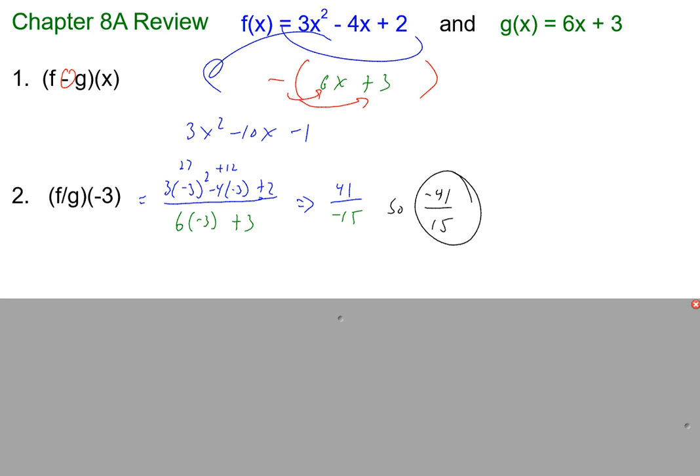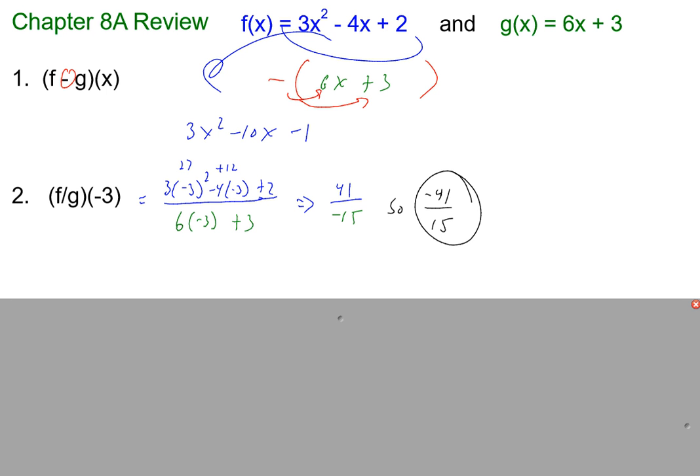All right, on 3, give me what you got. Here we go. 1, 2, 3. Okay, I heard some of the mumbled answer, I think. Not very confident. I don't know why. Negative 41 over 15, right? Take the f function with negative 3 in for the independent variable. Divide it by the g function with negative 3 in for the independent variable.